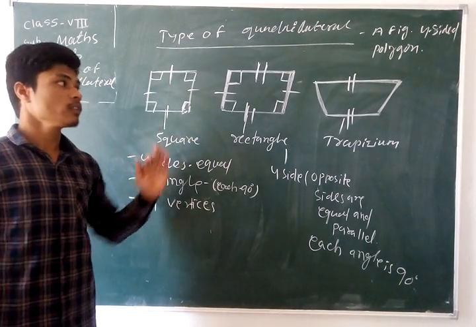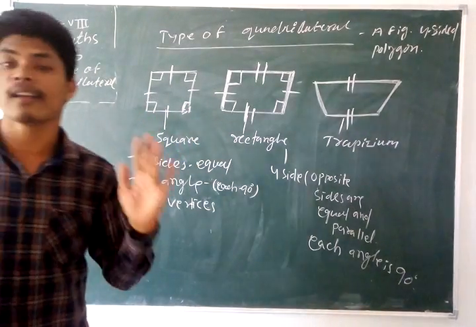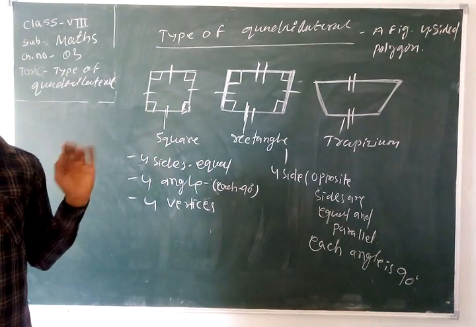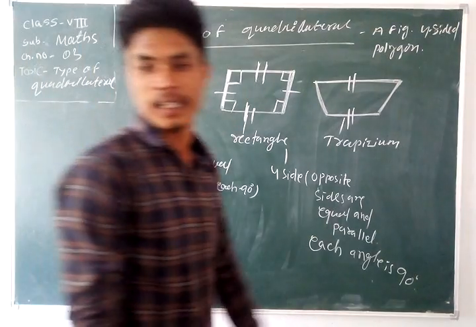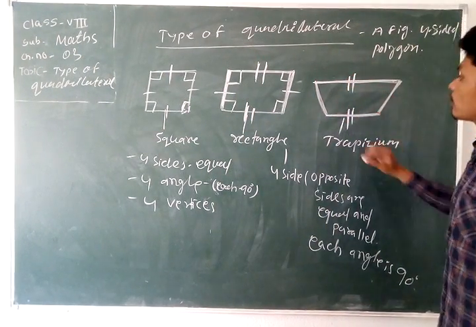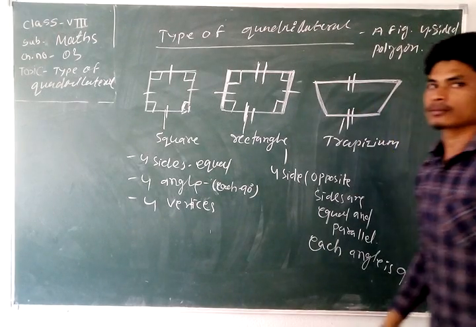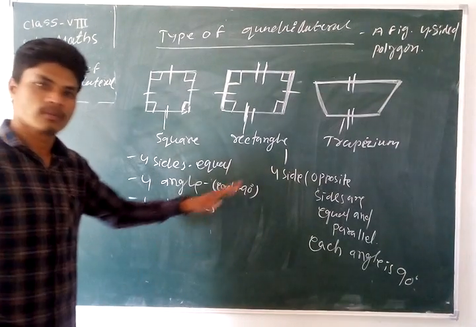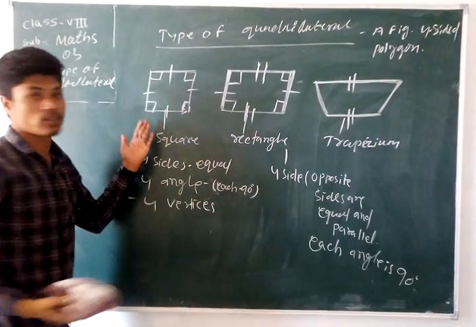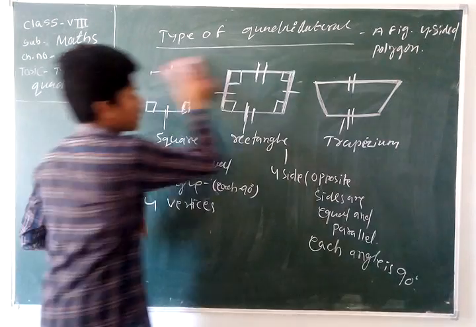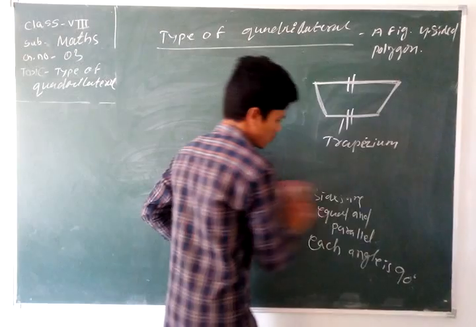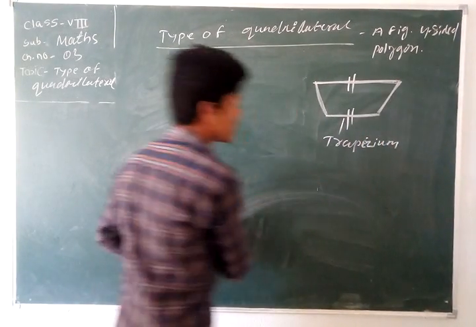What is called trapezium? A figure which has one pair of parallel lines. One pair of parallel lines is called what? Trapezium. Trapezium is a quadrilateral whose opposite sides are what? Opposite sides means this one and this one. Both are parallel. Okay. Now you clearly understood the square and rectangle. Now we discuss what is trapezium.